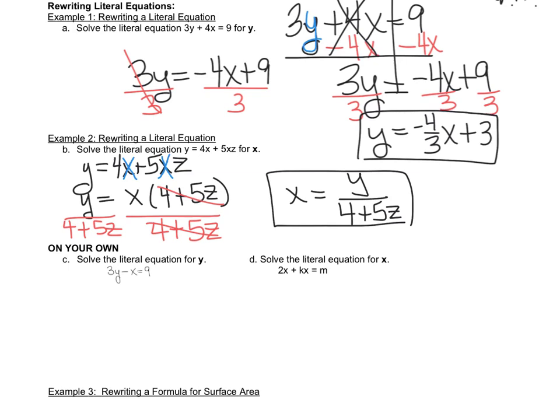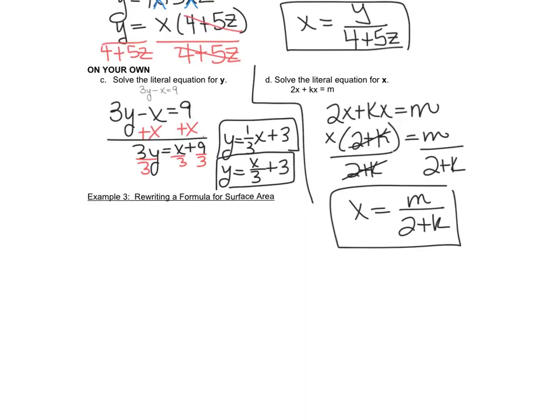Please realize that the formatting didn't copy the problem for letter C. So you're solving the literal equation for y from 3y minus x is equal to 9. And then on letter D, you're solving the literal equation to get x alone. When you're done, unpause it and check your answer.